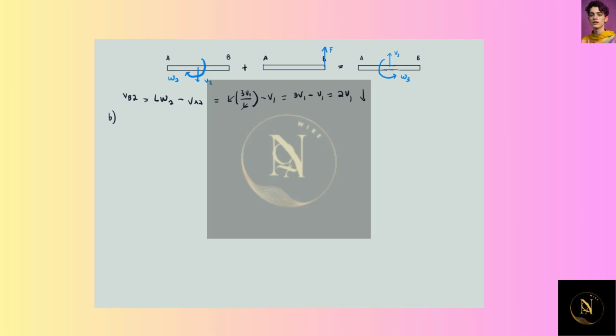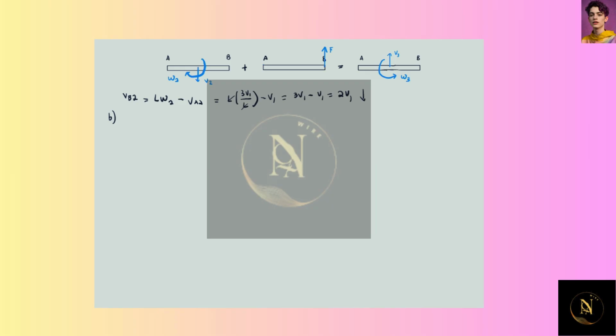So letter B, we'll now focus on the impact at point B. So when the rod strikes point B, I have here a sketch of the scenario. The rod, which is now rotating at an angular velocity omega 2 and whose mass center is moving at V2, strikes point B with a velocity VB2. So this produces an impulse at point B.